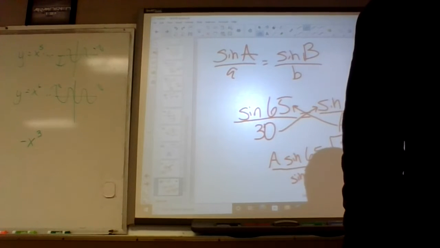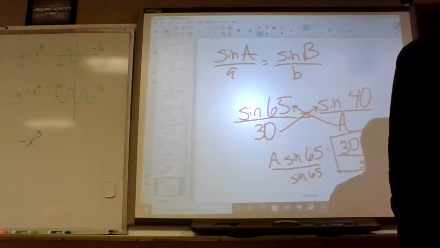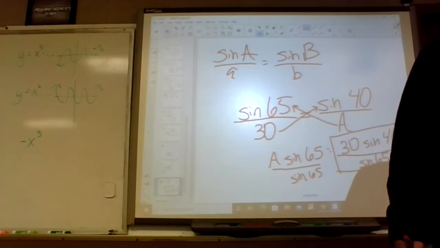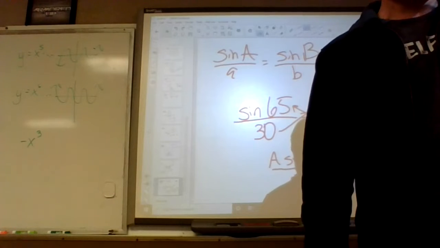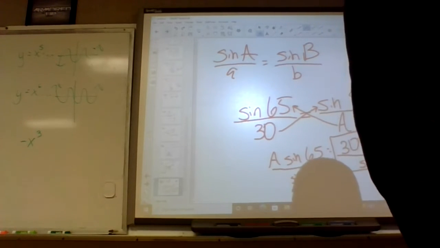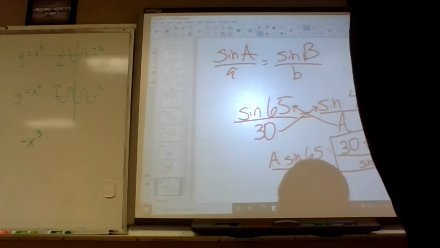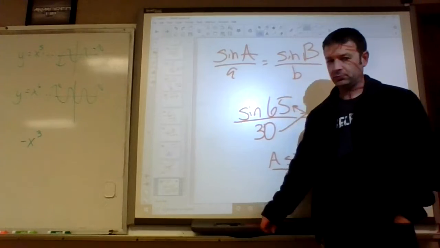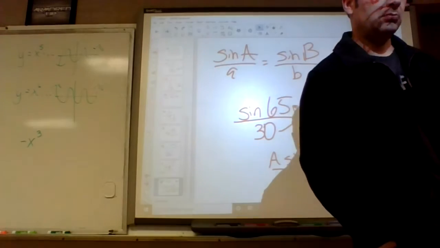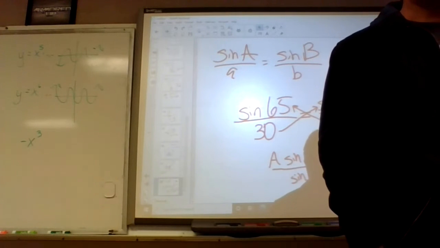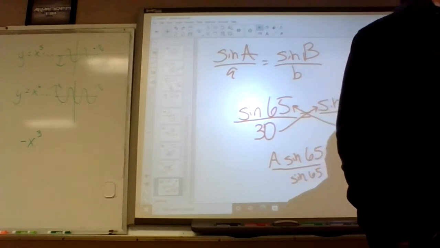Okay, and then side B, same thing. Sine of 65 over 30 equals sine of 75 over what? Side B. Why do we have to get side B? Because it asks for both of them. How far is the plane from each observer?